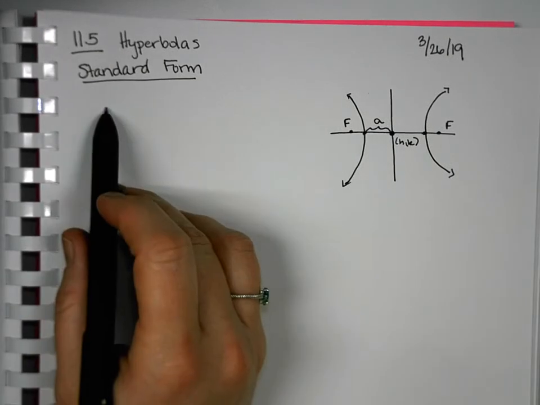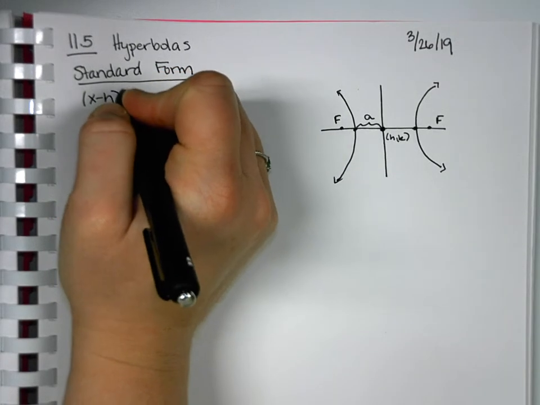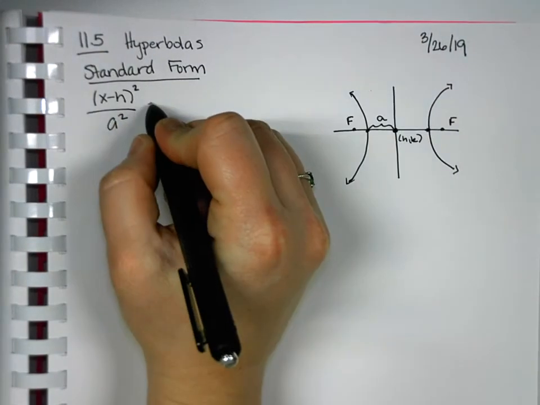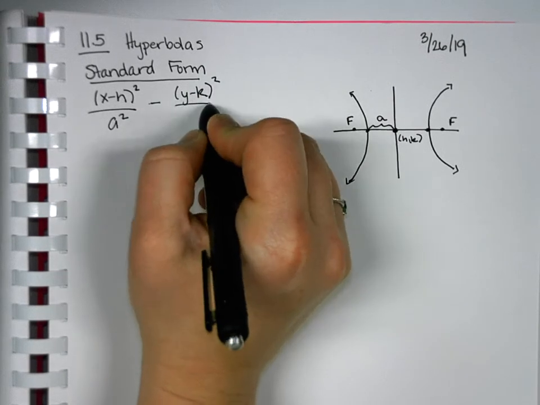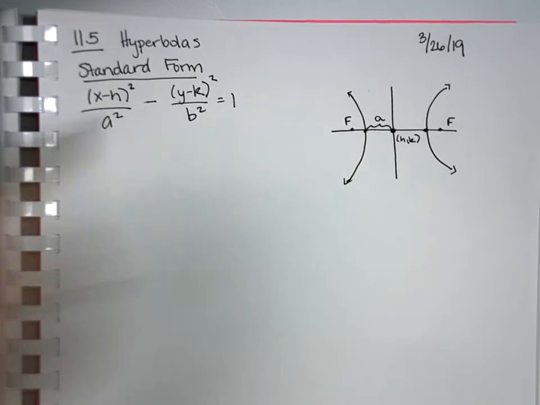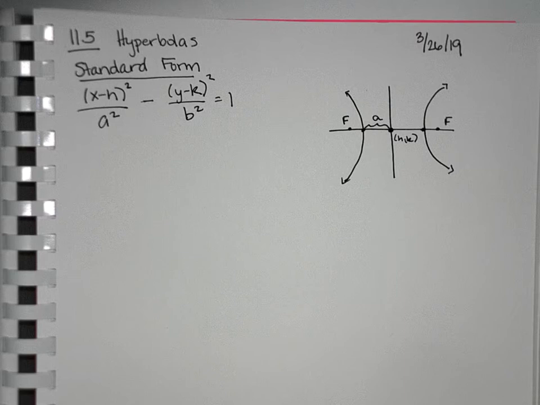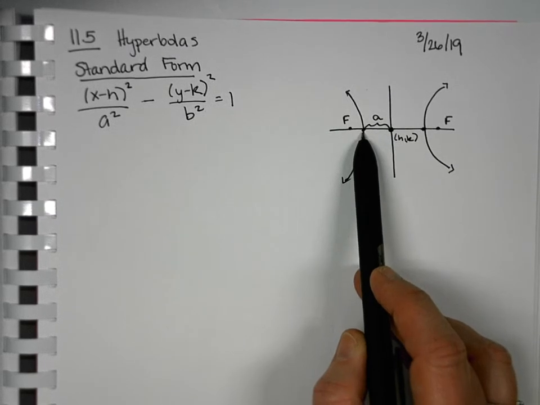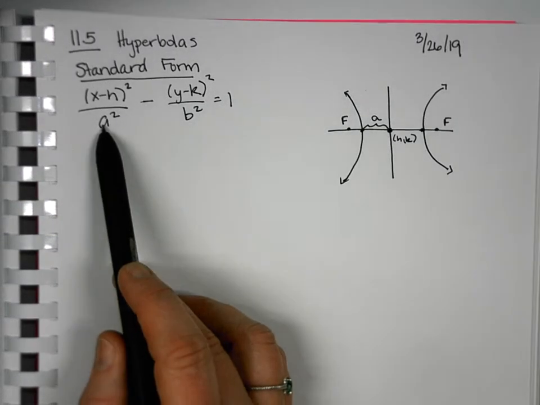So when it comes to the standard form of what this looks like, you have (x minus h) squared over a squared minus (y minus k) squared over b squared equals 1. So our standard form is a lot like the ellipse, except with a minus instead of a plus. Where this a that goes between the center and your vertex of your hyperbola is the square root of this number under x.